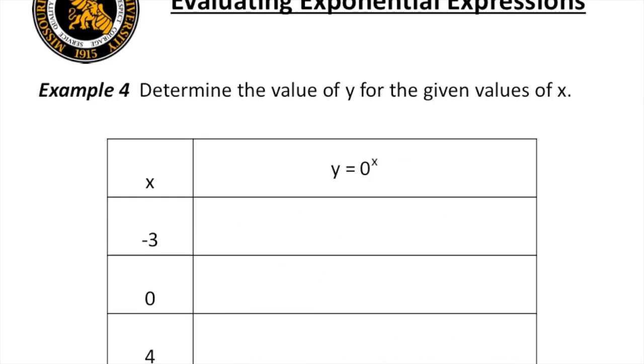In example 4, our equation is y equals 0 to the x power. Evaluating this equation for x equal to -3 gives us y equals 0 to the -3 power. Applying the property of exponents to the negative power, we move the 0 to the other side of the fraction, making the power positive. But 0 cubed is 0, and so now we have 1 over 0, or 1 divided by 0, which does not exist. This is undefined.